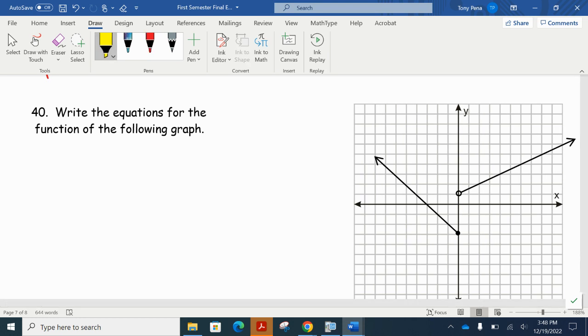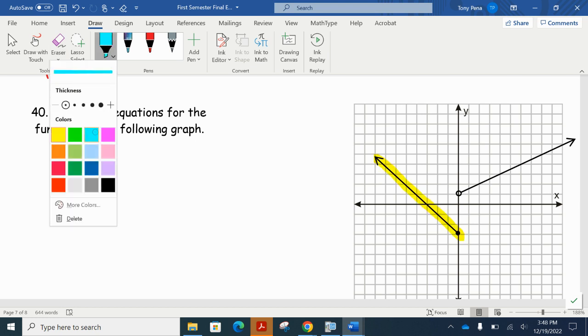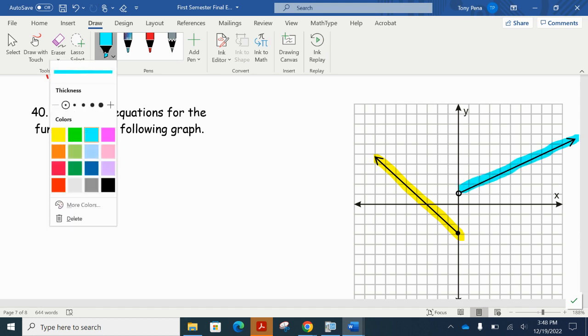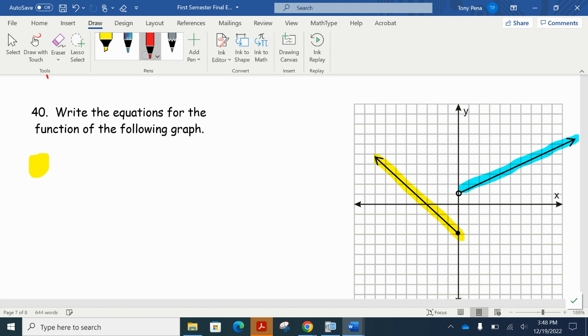All right, 40. Erase that. All right, we'll do this in pieces again. We have 2 different parts to this, 2 different pieces. We'll do this as yellow and blue. So the first one, the yellow one, again, just think of this as slope-intercept form. So y equals mx plus b, y equals mx plus b.